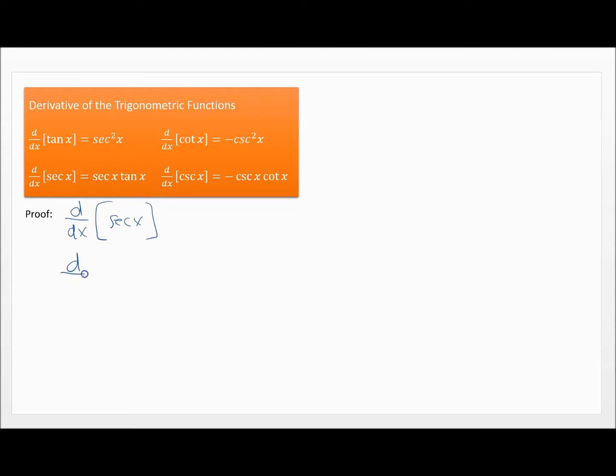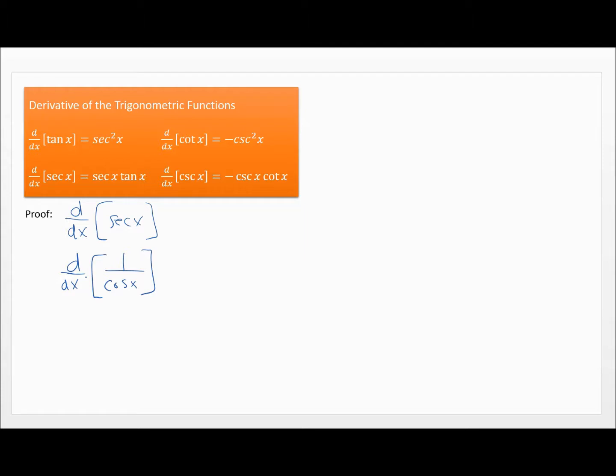I rewrite the derivative of secant of x as the derivative of 1 over, now what is secant? It's 1 over cosine, right? 1 over the cosine of x. Now what am I going to do? Use the quotient rule. So here we go. Now once I start using the quotient rule, you don't need to write this d over dx anymore, because you are taking the derivative. So this is the derivative I'm about to write.